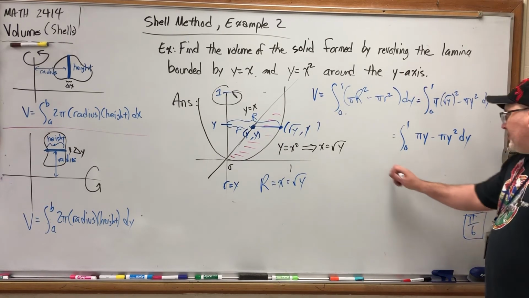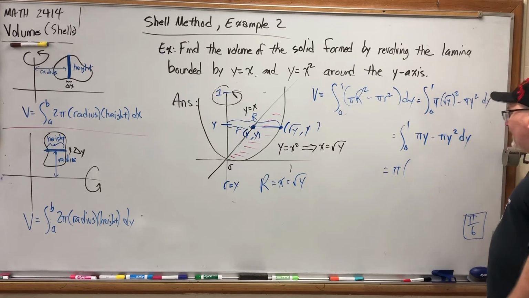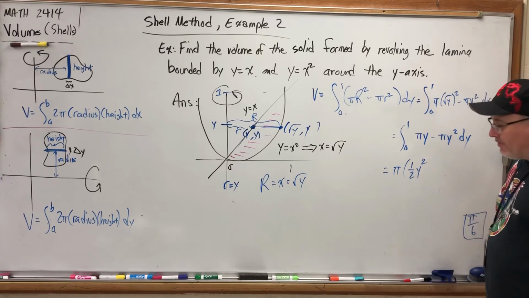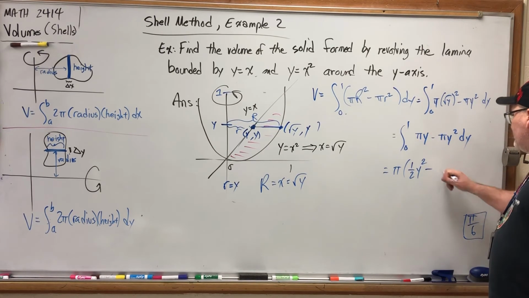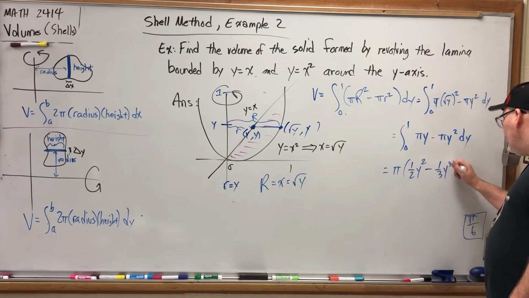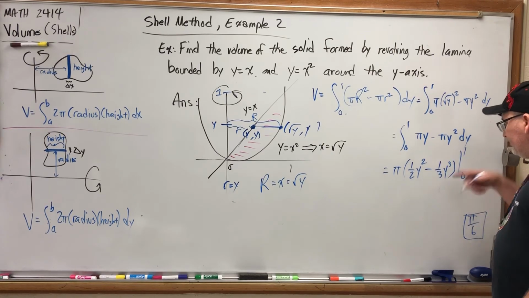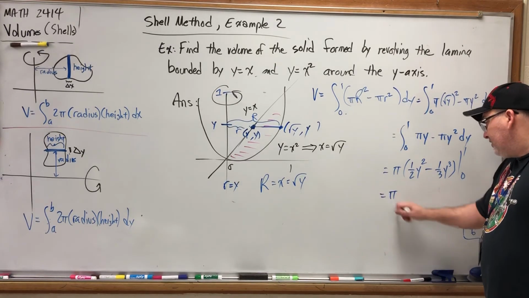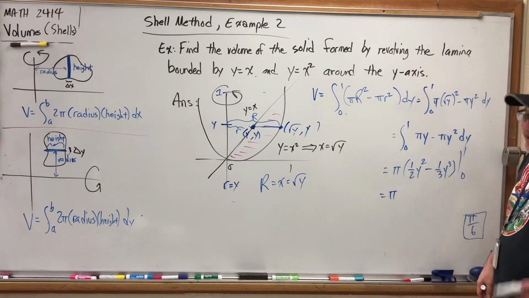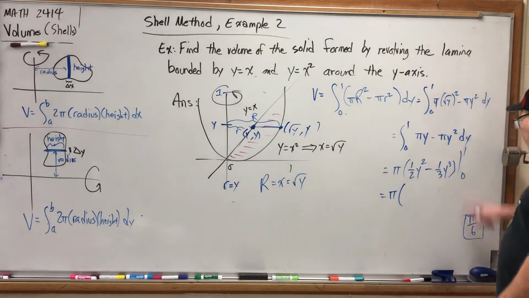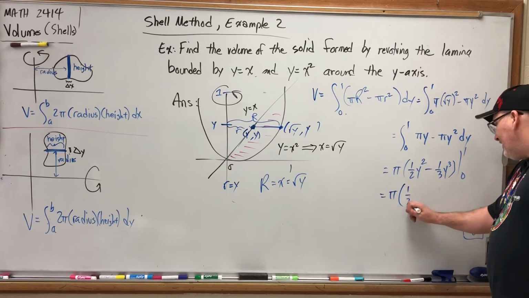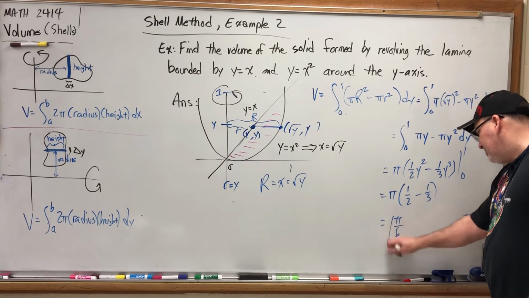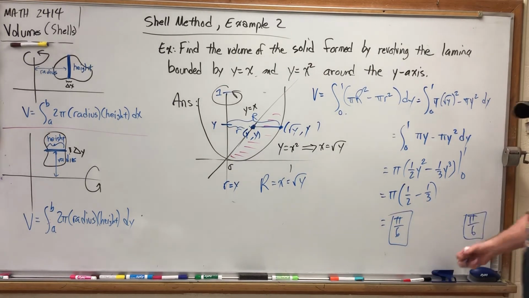I think I'll factor out the pi and integrate at the same time. The antiderivative of y is 1/2 y squared. The antiderivative of y squared is 1/3 y cubed. This is going from 0 to 1. The lower limit annihilates the antiderivative, so we can ignore it. That's only good for lower limits when they make the antiderivative 0. For the upper limit, if we plug in 1, we're just going to get 1/2 minus 1/3. 1/2 minus 1/3 is 1/6, so the volume is pi over 6, which it should be because that's what it was with the shell method.